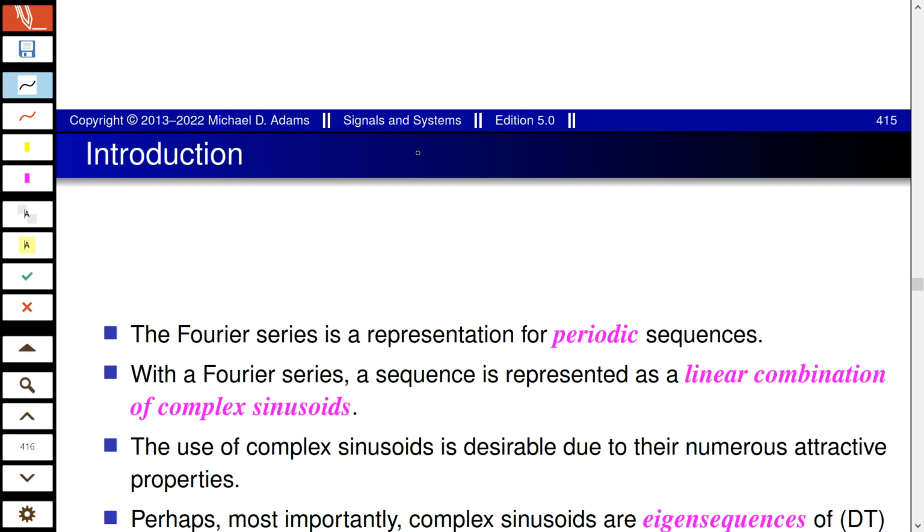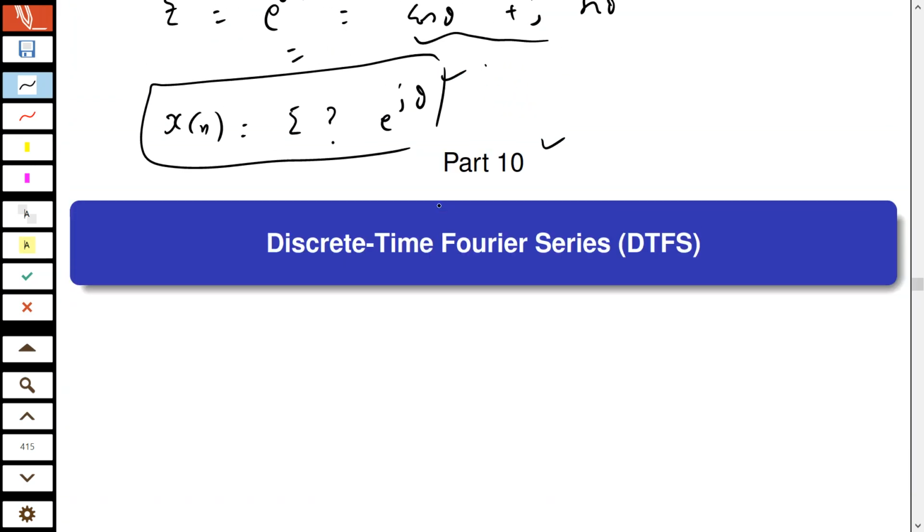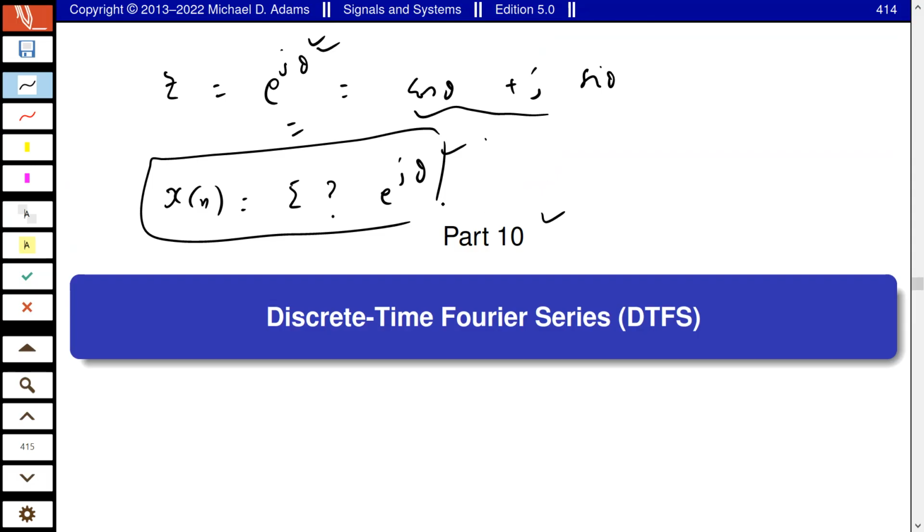Sir, I have a question. Yes. Sir, why does discrete require an angle, like in the continuous? Why does discrete require an angle? Yes.